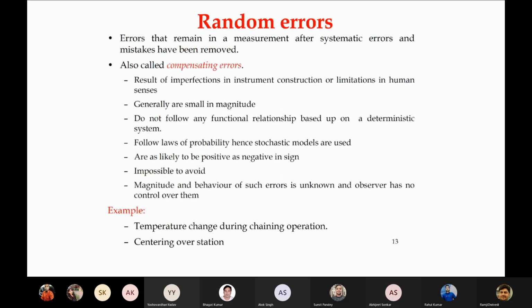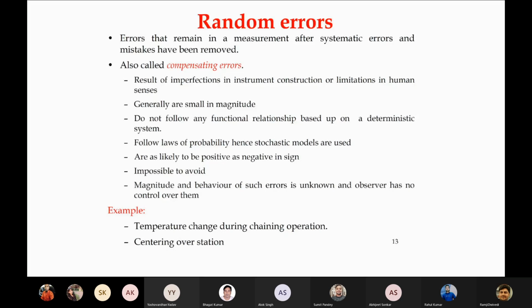The third type of error is known as random errors. Random errors are those that remain in a measurement after removing systematic errors and mistakes or blunders. They are also called compensating errors. They result from imperfection in instrument construction or limitation in human senses.